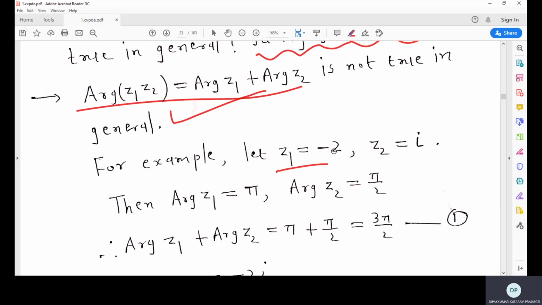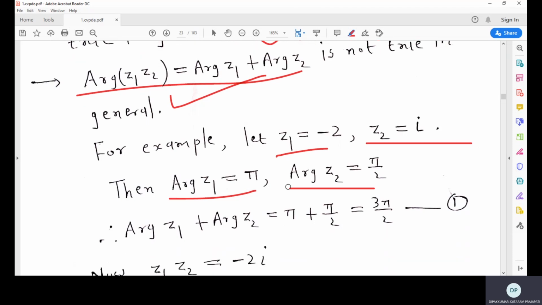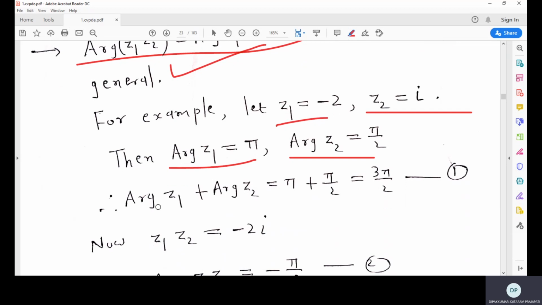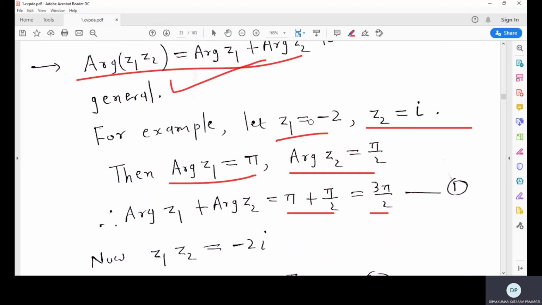Suppose one complex number is -2 and another complex number is i. Now we know that z1 equal to -2 is on the negative x-axis, so the principal argument of z1 is pi. z2 equal to i is on the positive y-axis, so the principal argument of z2 is pi by 2. So the sum of the principal arguments of z1 and z2 is pi plus pi by 2, that is 3 pi by 2. Now we find what is z1 into z2.